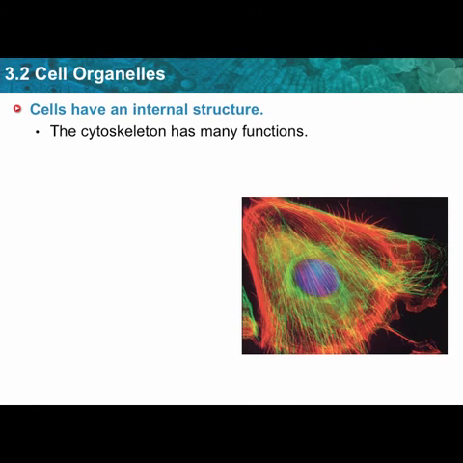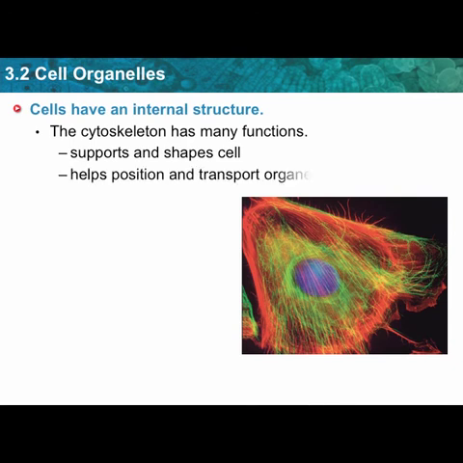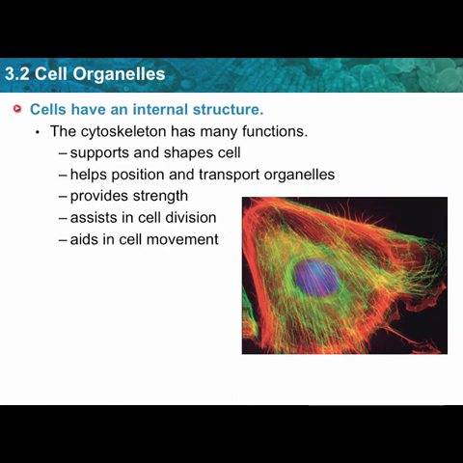This cytoskeleton has many functions. It supports and shapes the cell, and helps position and transport organelles inside of the cell. It provides strength and structure. It can assist in cell division when that time comes, and aids in the cell's movement. If it's an animal cell and it moves, it helps to aid in its movement.